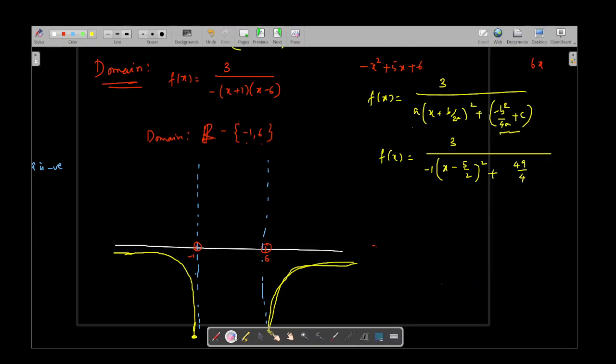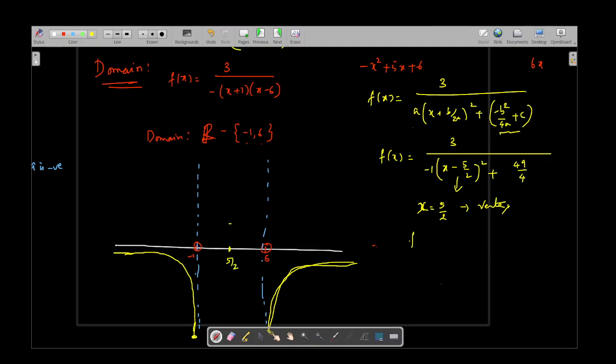Now what is this value? This value, x is equal to 5 by 2. If you equate this x minus 5 by 2 to 0, we'll get x is equal to 5 by 2, which is my vertex. So somewhere here I get 5 by 2. So at 5 by 2, what is the value?